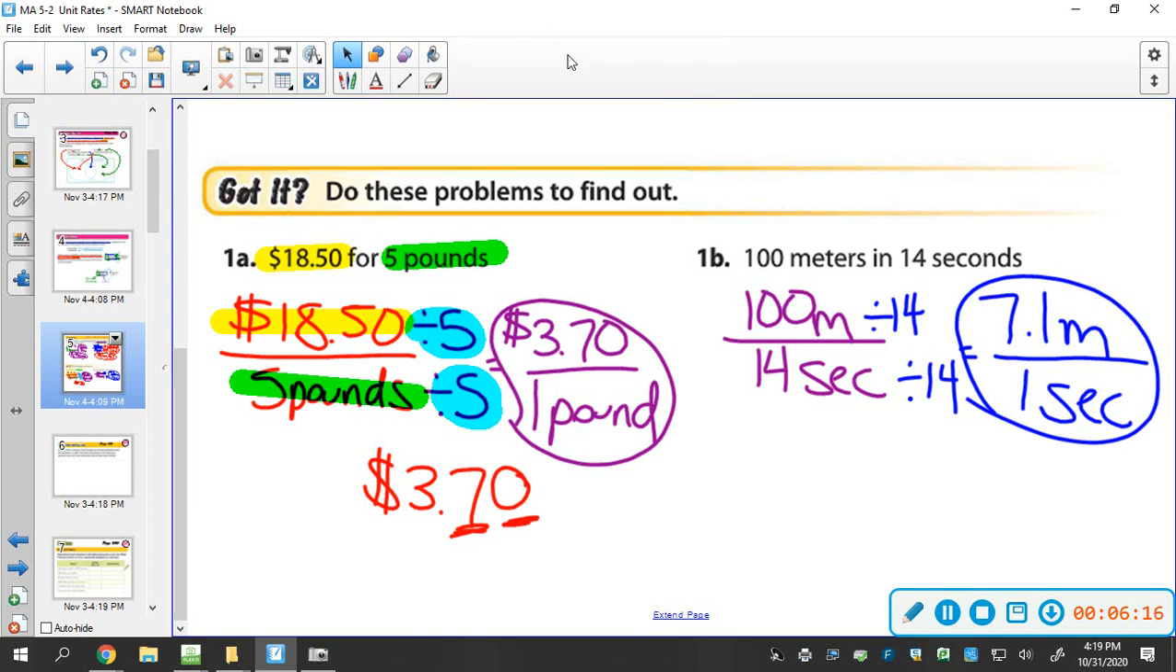On 1B, it's 100 meters in 14 seconds. We divide by 14 so that it gets down to 1 second. That's the whole point of a unit rate, is that the bottom number becomes a 1. And when I divided 100 by 14, it was 7.14, some more numbers going on. So I looked at that 4 and I know it's 5 and above, give it a shove, and 4 and below, that's when you would just keep it the same. So it's 7.1.